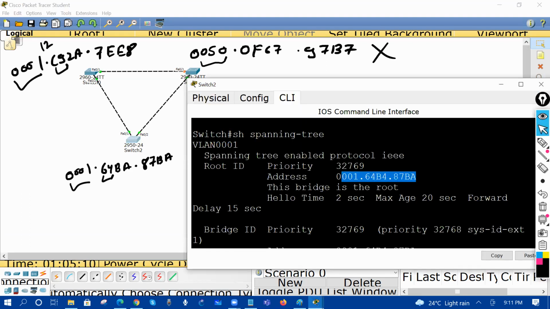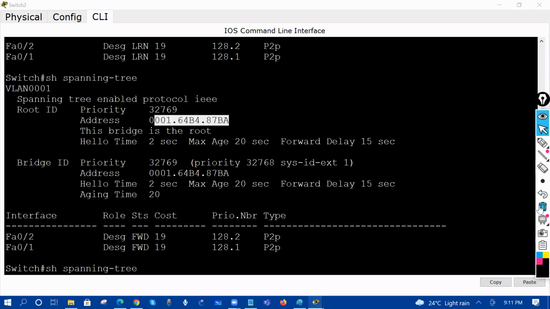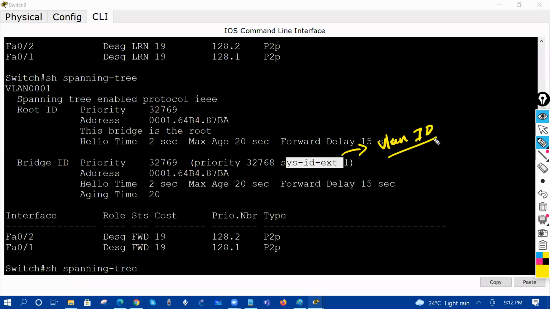So if you see, this is the root bridge. And what is this one telling you? Hey, my priority is 32769. How does this come? The default is 32768. After that, it adds the system ID extension, which is nothing but the VLAN ID. Why is the VLAN ID added over there? To identify the BPDUs.